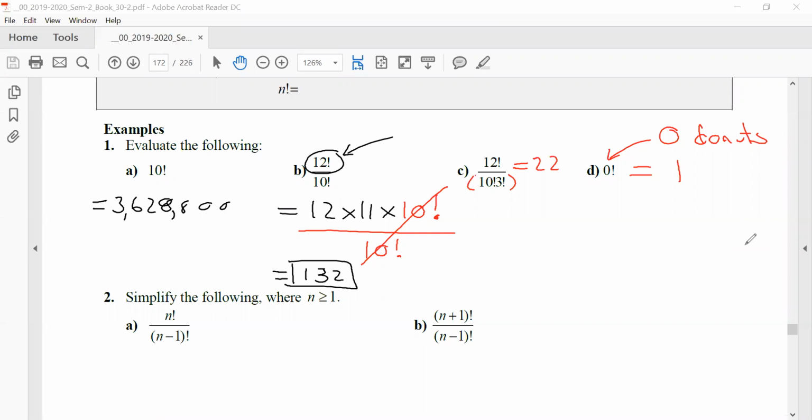So yeah, whenever you get 0 factorial, think of it as you're arranging 0 objects. So there's one way to do that. I can't. It's in my imagination.